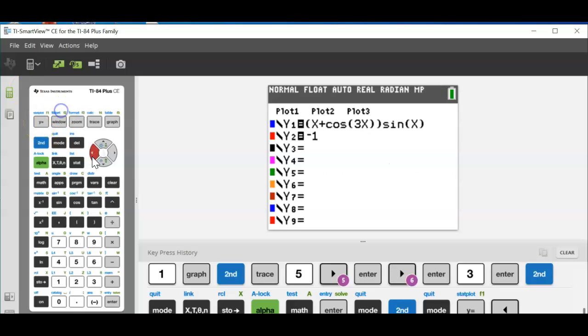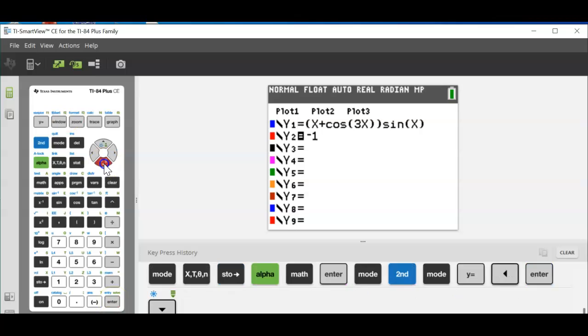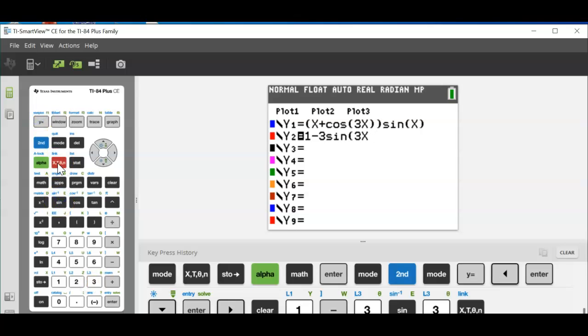Just in case I need those, I'm going to turn those off. Actually, I can just clear it out because I can put -1 back. But here we go. Let's do the derivative. The derivative of x was 1. The derivative of cosine 3x is going to be minus 3 sine of 3x.